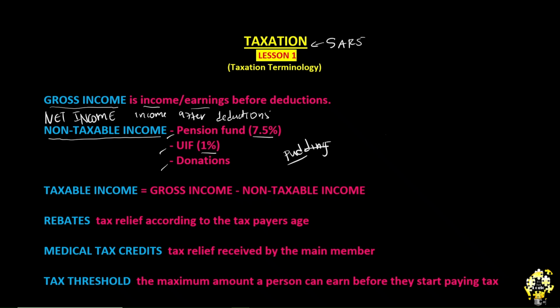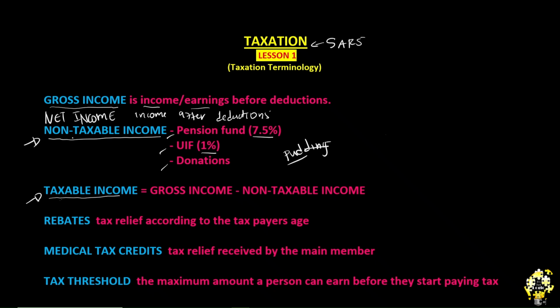Now we have something called taxable income. Look at this. We have non-taxable income, and here we have taxable income. This, the government is not supposed to tax. Now, this is what the government is looking for. This is what the government is supposed to tax.